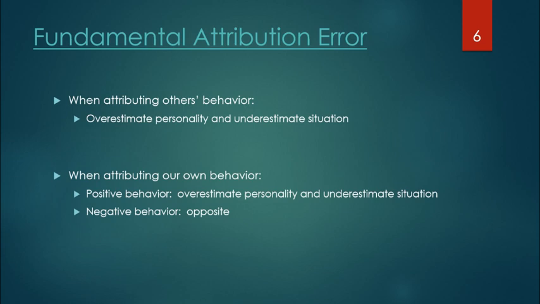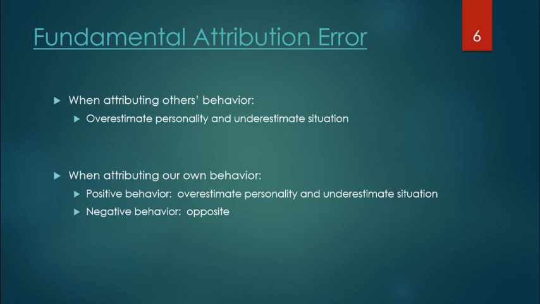How we explain people's behavior influences how we view that person. Now, it gets a little tricky when we start to attribute our own behavior, when we start to explain our own personal behavior. And this is where we have to talk about the fundamental attribution error. This is an error that we all make. It is human nature to misattribute our behavior and others' behavior. So let's talk about this error a little bit.